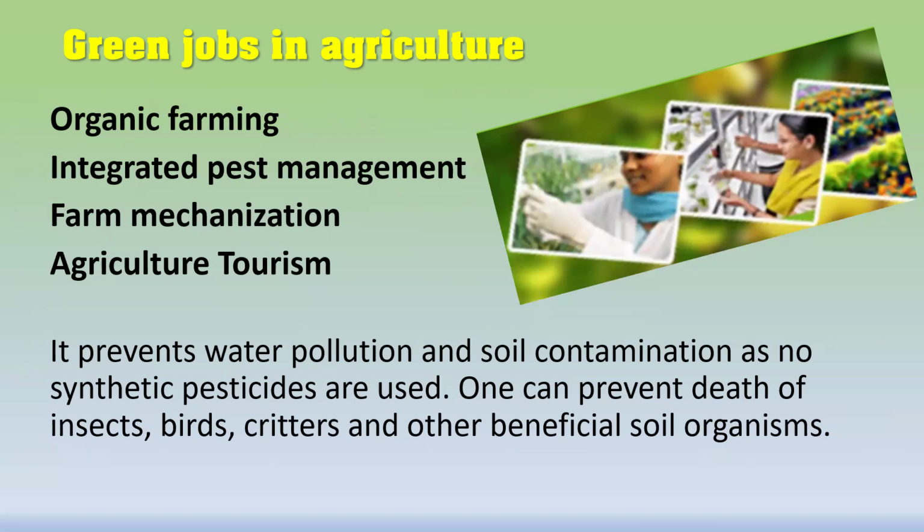Moreover, one can prevent the death of insects, birds, critters, and other beneficial soil organisms if you don't use too much pesticide. Now, these insects and birds are part of the cycle, our food cycle. So it's very important that they too exist with us, integrate with the system. But the use of pesticides is basically taking them away, right? So farm mechanization is also one category of green jobs in this.